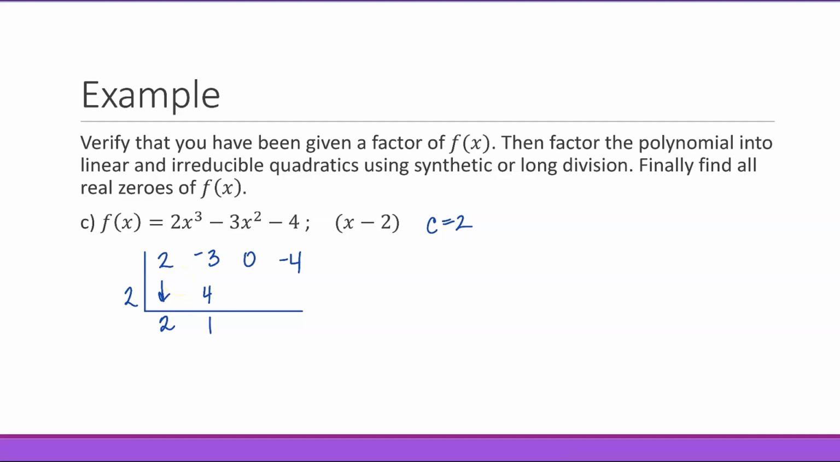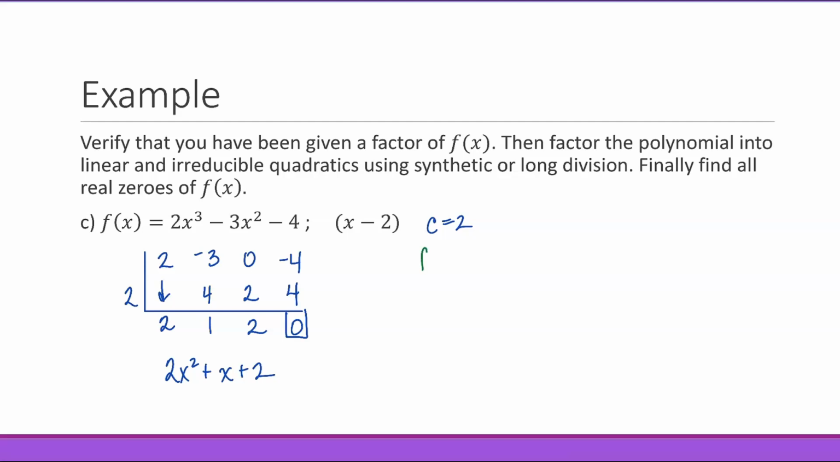Now 2 times 1 is 2. If I add down, I get 2. And then 2 times 2 is 4. If I add down, I get 0. Right? So I've verified I have been given a factor. And then 2, 1, and 2 are coefficients of my quadratic. So 2x squared plus x plus 2.